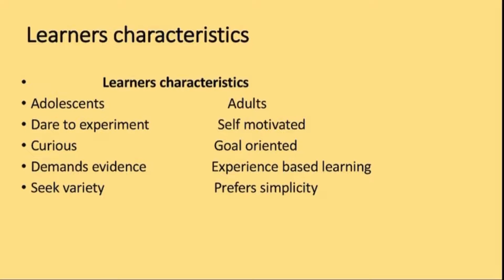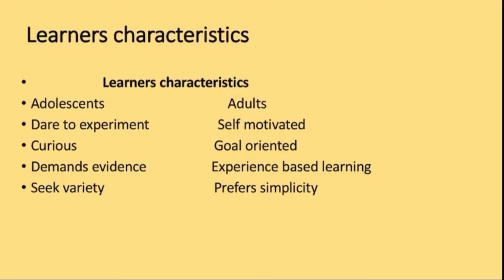So some of these characteristics have a direct impact on their learning and some do not. When it comes to learners' characteristics, adolescents and adults are completely different. They have different styles, they have different approaches towards learning. Adolescents generally are curious in nature. They question everything, they demand evidence, they try to explore and experiment and learn through that exploration and experiments.